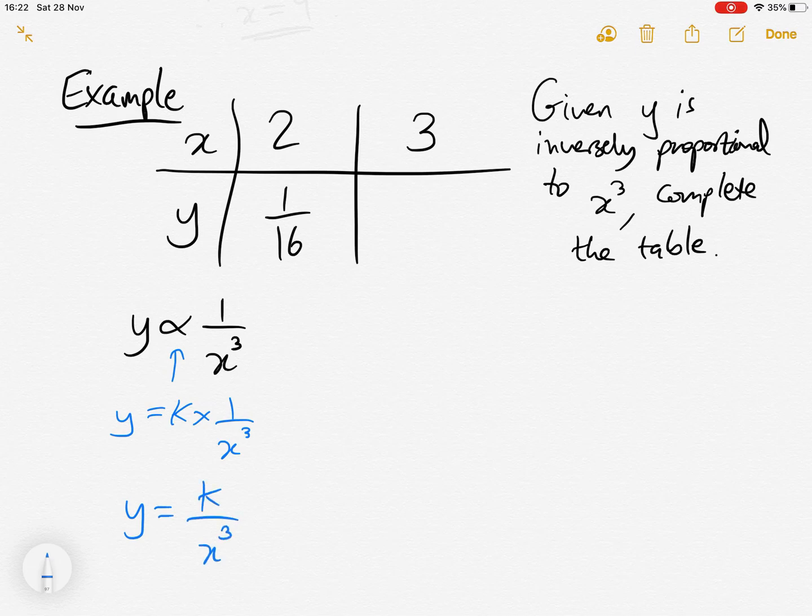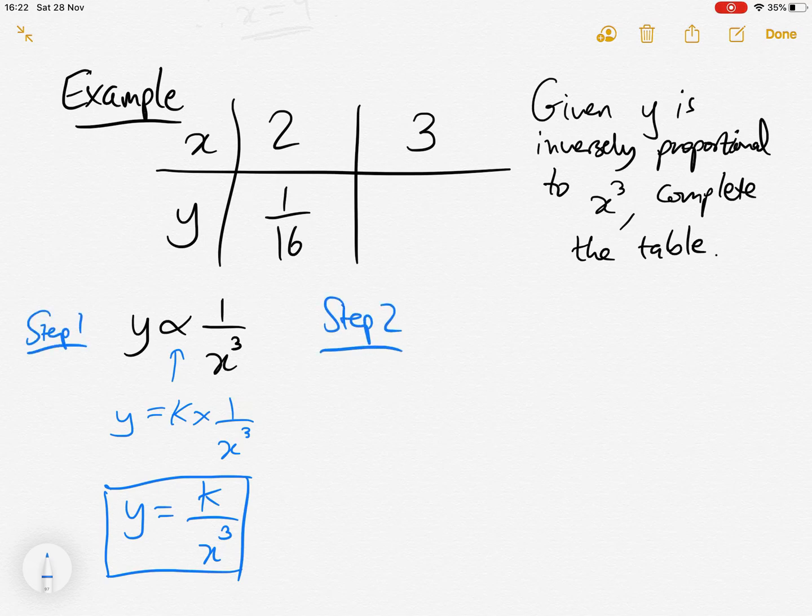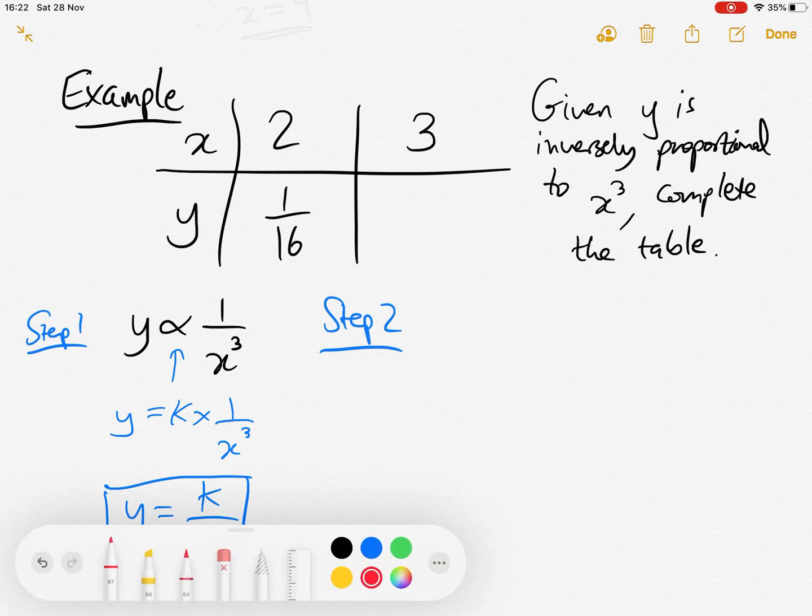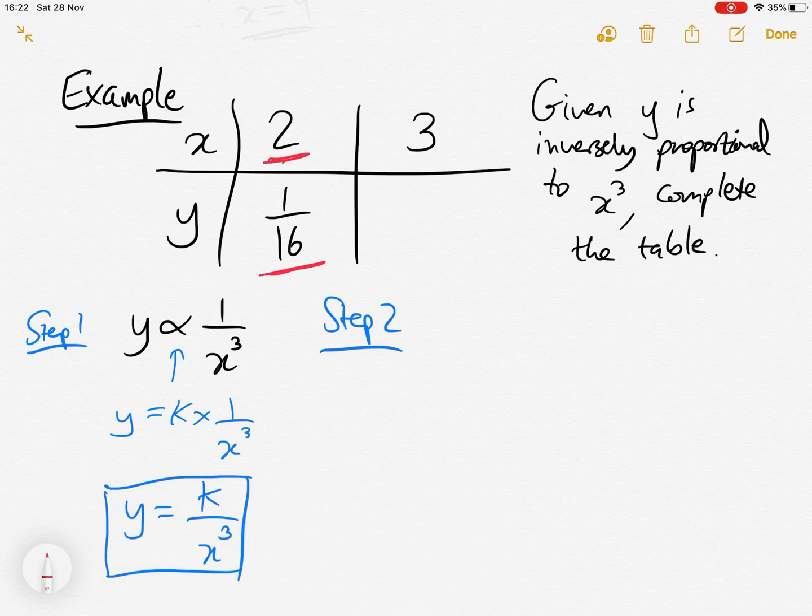Okay. So this is our formula. So that's step 1, is always to write down this formula in terms of k. And then what do we need to do next? Well, we have this information from the table that when x is 2, y is 1/16. What are we going to do with that information? We'll put it into this formula from step 1. So we'll replace the y with 1/16, and we'll replace the x with 2.